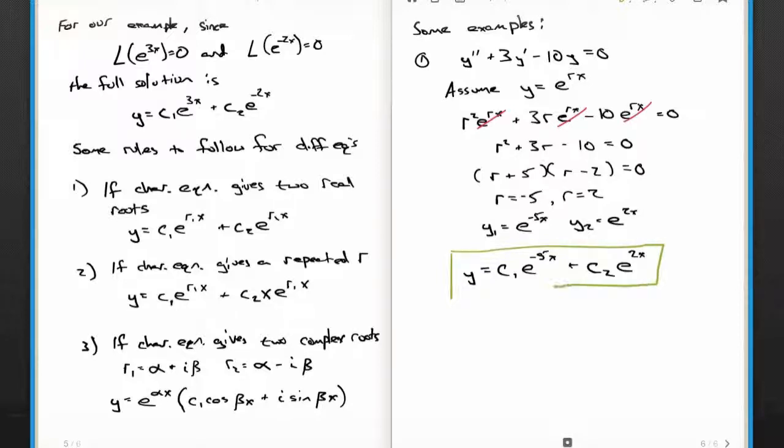All right, that's an example where we have, I'm going to make a note here, in orange, two real roots. All right, let's do the next example.